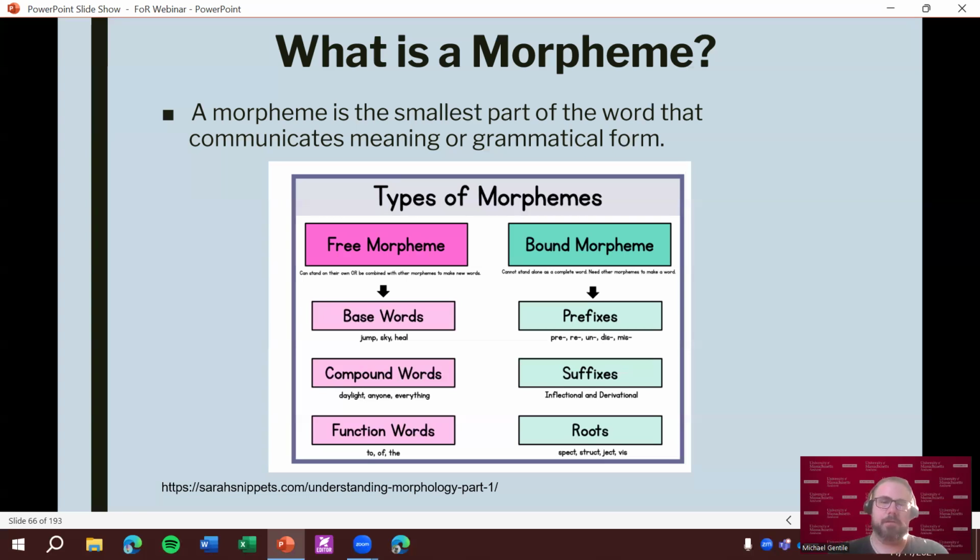We call them function words, that won't come up in the test. But what you need to know is free morphemes versus bound morphemes. Bound morphemes are syllables that communicate meaning, but they cannot stand on their own. So these are morphemes like, which is a group of morphemes called prefixes.